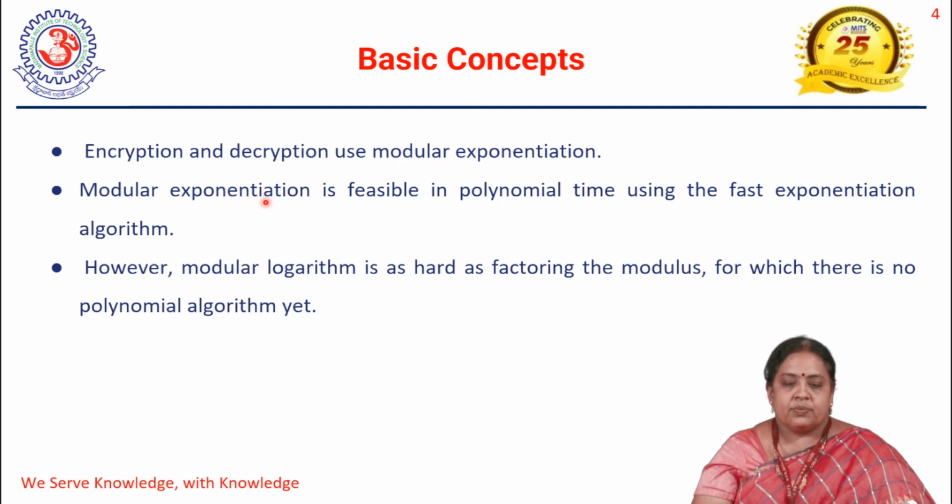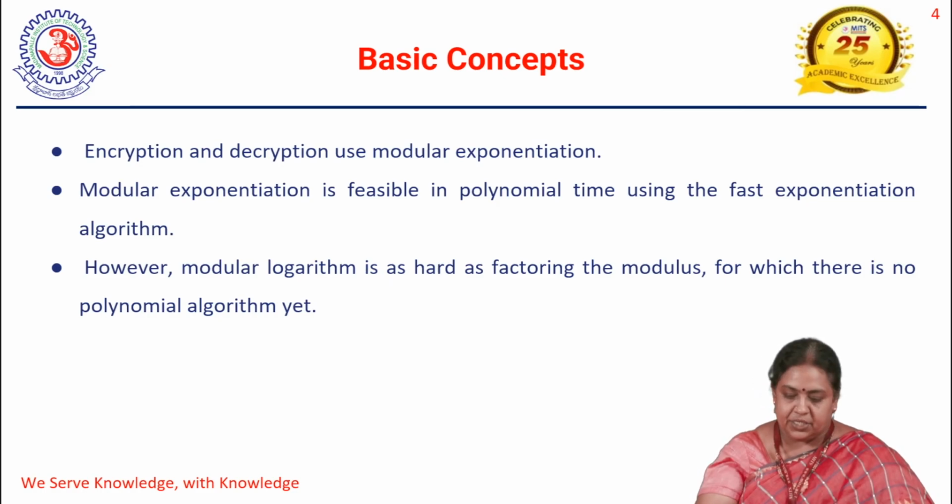Modular exponentiation is feasible in polynomial time using the fast exponentiation algorithm. In order to compute modular exponentiation, we make use of the fast exponentiation algorithm, which is feasible in polynomial time. So encryption can be done in polynomial time. In order to decrypt, without the private key, we cannot decrypt. The opposite of exponentiation is the logarithm, which is very hard, as hard as factoring the modulus, for which there is no polynomial algorithm yet. For this security purpose, we make use of modular exponentiation.